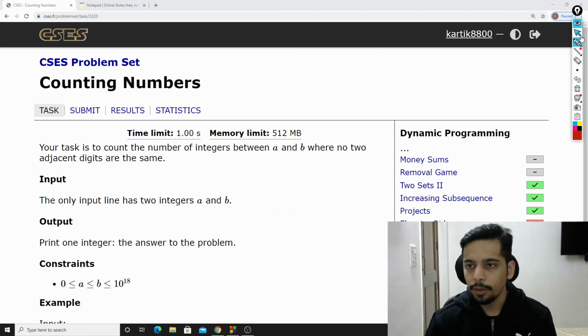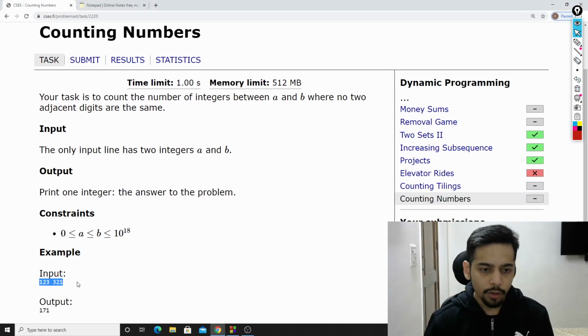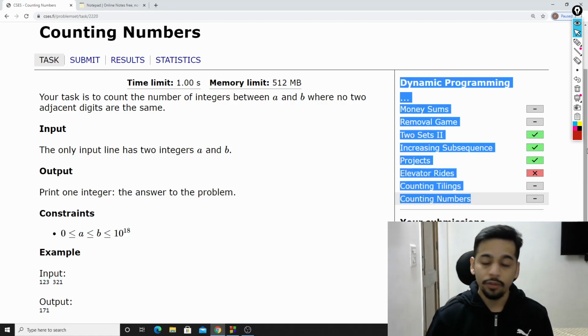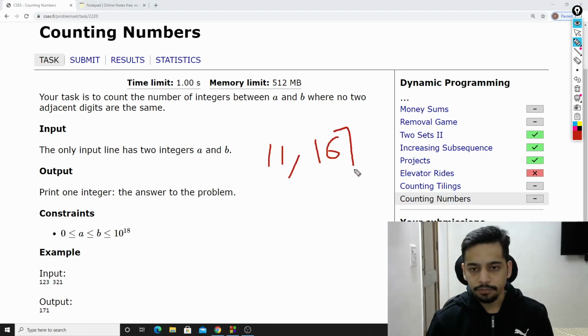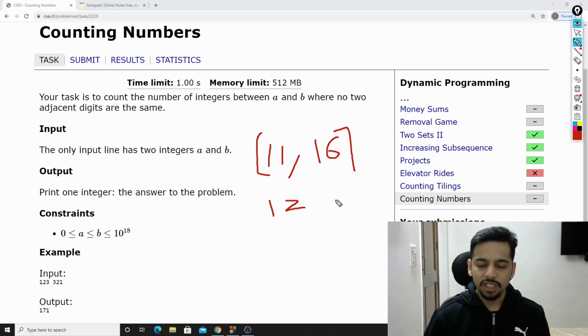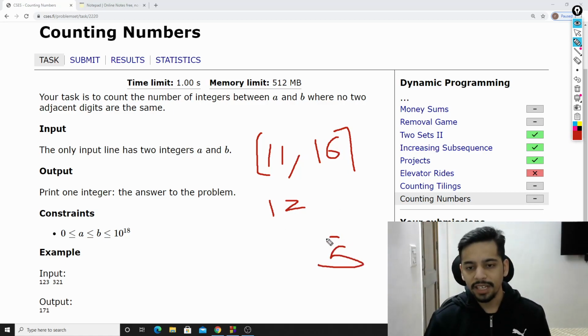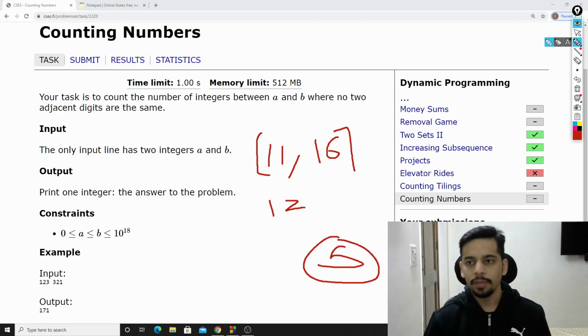Let me take an example. For this example, 123 and 321, there are 171 such numbers. We cannot validate that example because at least I am human. So I'll take a smaller example of 11 and 16. 11 is not a valid number because there are two digits, 1 and 1, which are adjacent to each other and same. So 11 is not a valid number, but 12 is because 1 and 2 are different. 13 is, 14 is, so until 16 is also a valid number. So there are going to be exactly 5 valid numbers in this range, right?